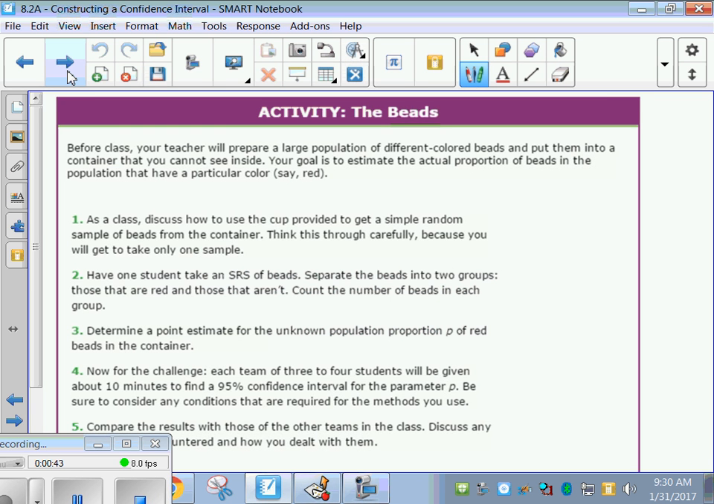So activity. We're not doing this. We should have done this yesterday. But I didn't do it.